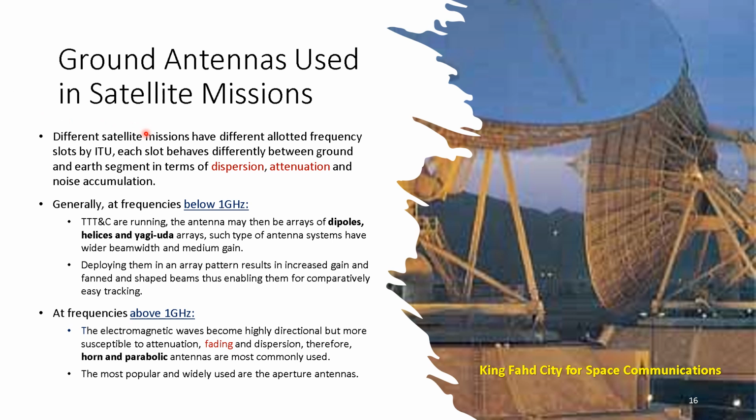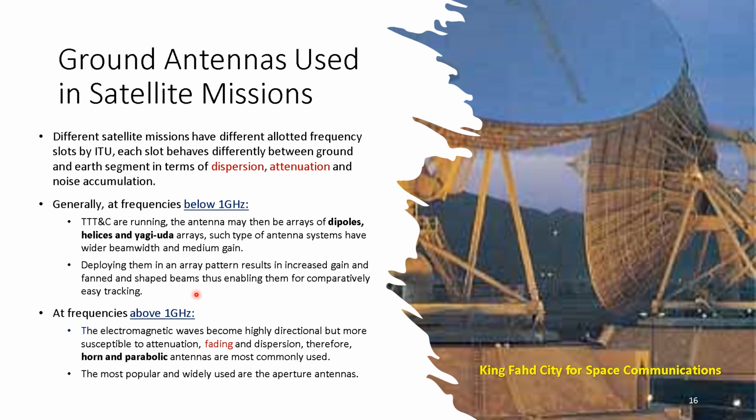Different satellite missions have different allotted frequencies by ITU. So of course, depending on the ground station and the differences in frequencies, we have different dispersion, different attenuation, and different noise accumulation. If the frequency is low, below 1 GHz, there are certain antennas that are used, like helical antennas, Yagi, and dipoles. And of course, they will have wider beamwidth and medium gain. Usually, we can deploy them in an array, which results in increased gain. We have fan-shaped and pencil-shaped beams, as we have seen in the previous slide.